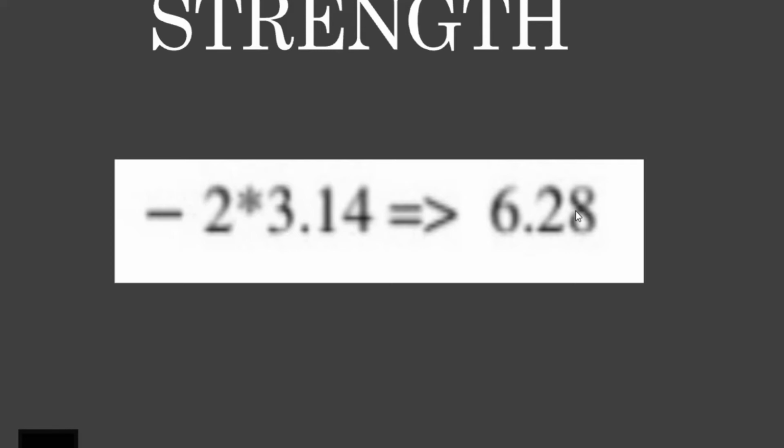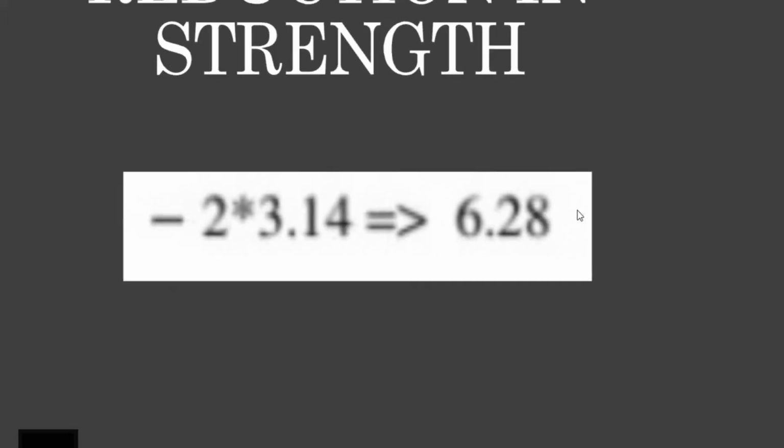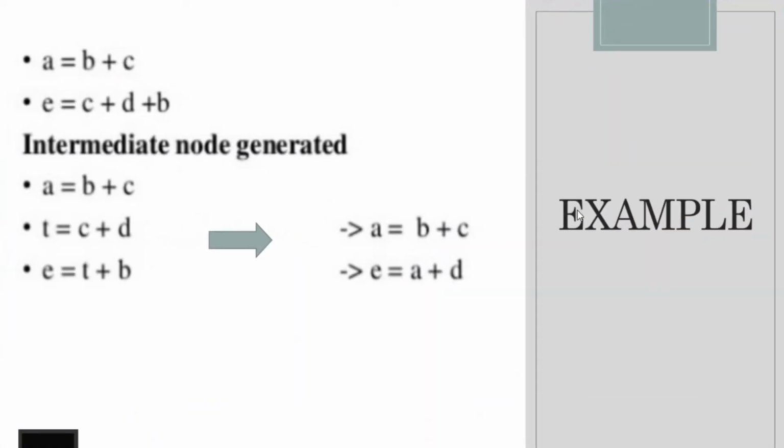So the DAG construction process can help us to apply this, and more general algebraic transformations such as commutative and associative laws are also applied in our DAG for eliminating the common sub-expression. Let us check with an example of how these associative laws are applied here. See, the three address statements given are A = B + C and E = C + D + B. What is the first step?